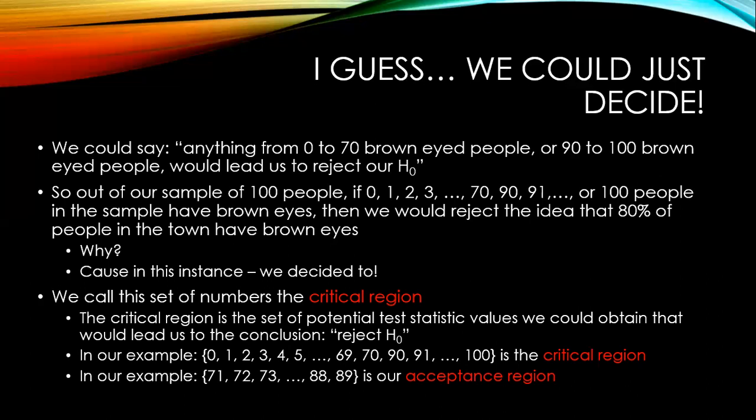Some of you may be wondering, why are we not including decimal numbers in this? Because remember, you can't have a decimal number of people with brown eyes. This is discrete data. Discrete data has discrete potential outcomes, so it has a fixed number of potential outcomes. So 0 brown-eyed people, 1 brown-eyed person, 2, 3, all the way up to 100. You can't have 1.5 brown-eyed people. So our critical region is a discrete set of numbers, and our acceptance region is a discrete set of numbers.